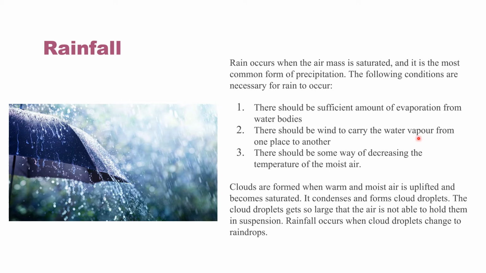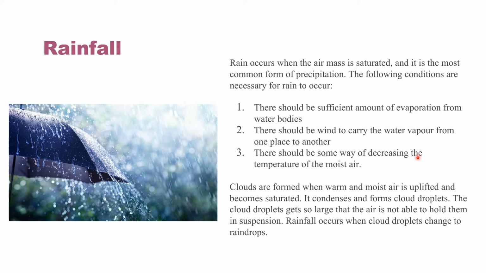There should be wind to carry the water vapor from one place to another. So there should be wind also. These are the conditions for rain to occur. There should be some way of decreasing the temperature of moist air. So when the temperature is less, then the holding capacity also becomes less. So it is probable that the rain will come at a lower temperature also.